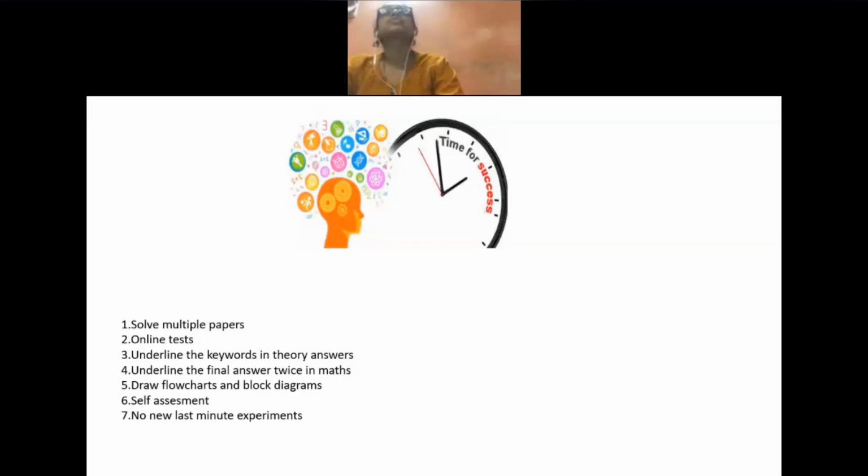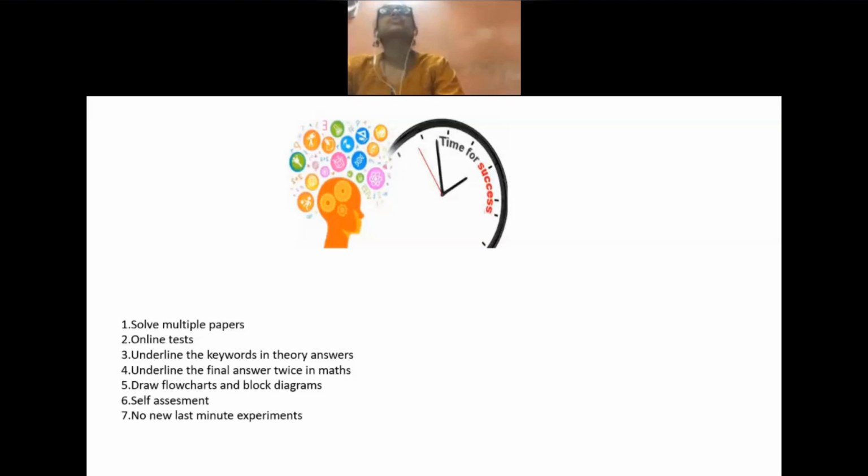Third is underline the keywords in theory answers, especially when you define something. Right now, your teachers don't read the entire answer. Sometimes they look for keywords. So just keep underlining them. When they see the keywords, they have an idea that you know the content, you have the knowledge of the subject. Fourth is underline the final answer twice in maths. Why? In the end, when you underline the final answer twice, it's very easy for your examiner to just see your final answer and give you marks rather than going through your steps.